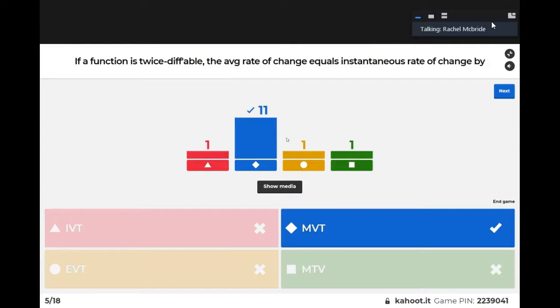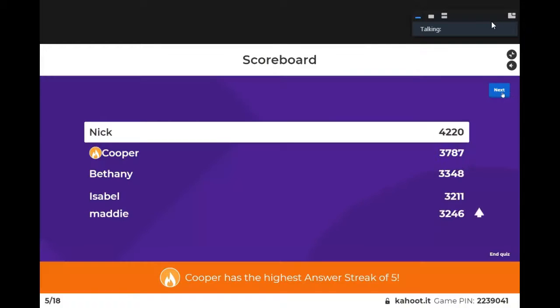All right, MVT, good, mean value theorem. I'm hoping if you picked MTV, you just had a bout of dyslexia. It's a TV show. All right, Cooper, coming back.